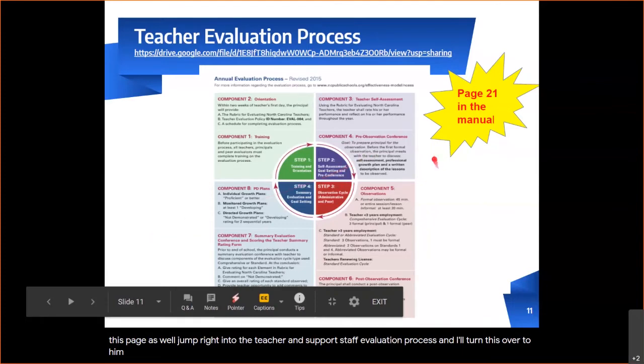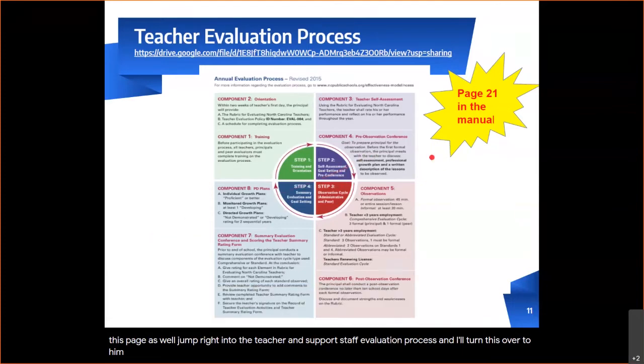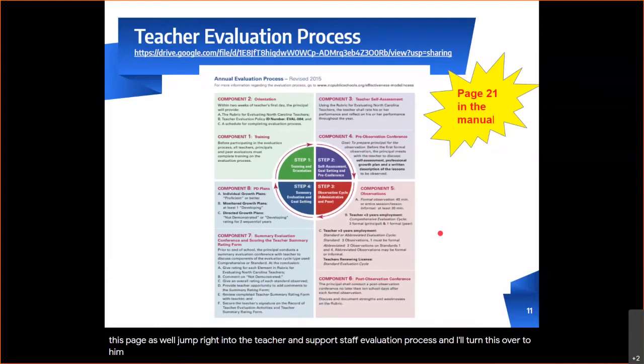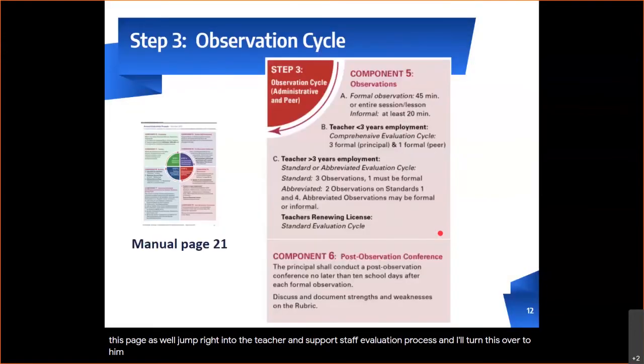But let's take just a minute to review the information in step 3, which you see in the bottom right hand corner in pink, just to ensure that we're wrapping up our observation cycle. So step 3, the observation cycle, includes component 5 and 6, which is the observations and the post-observation conference. So by this time of year, you should be in the final round of your observations in order to have enough time to coach teachers and growth and improvement of practice.